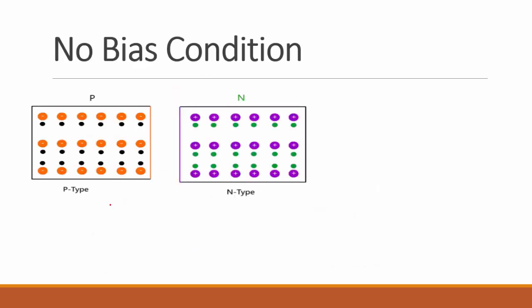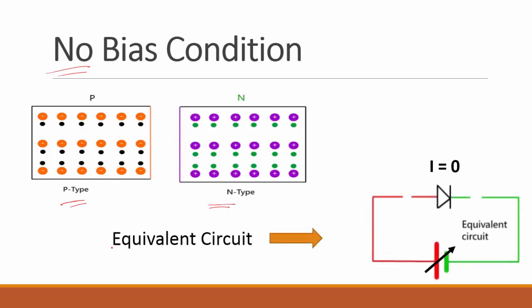So now let us connect the p-type material and the n-type material together. Here I am considering case 1, when I have not given any bias voltage across the p-type and the n-type material. This will be the equivalent circuit when you don't apply any bias voltage, so the current flowing inside the circuit will be equal to 0.